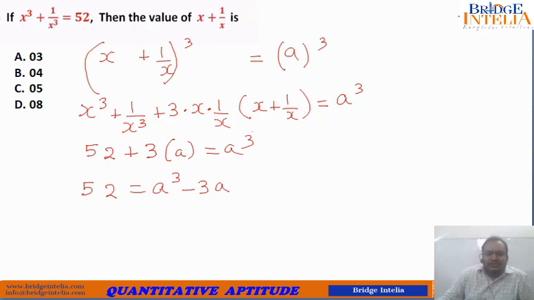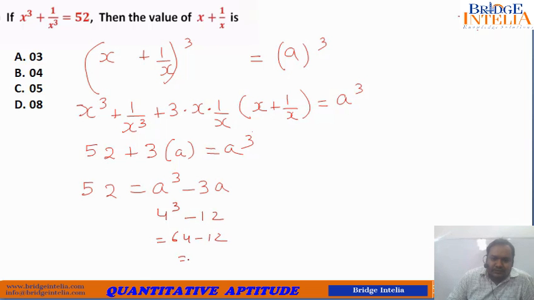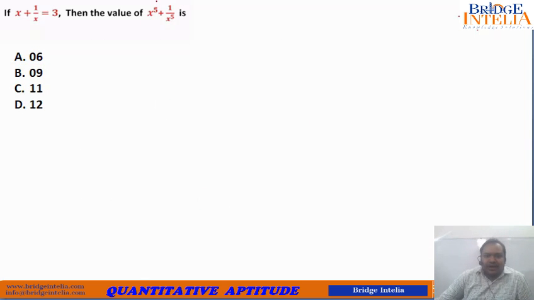So based on this, what is the value of a? I would suggest you cross check from the options which option fits. So if a is equal to 3, does that fit? No, 27 minus 9 doesn't. If a is equal to 4, then 4 cube minus 12, 64 minus 12, is equal to 52. So 4 is the answer. Otherwise you can actually solve this. Not much of a big deal. Okay, very good one.